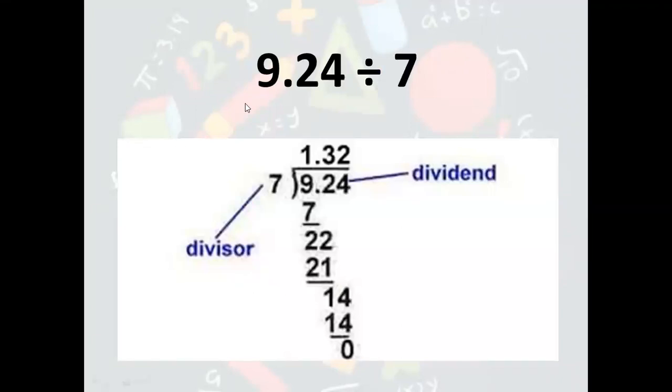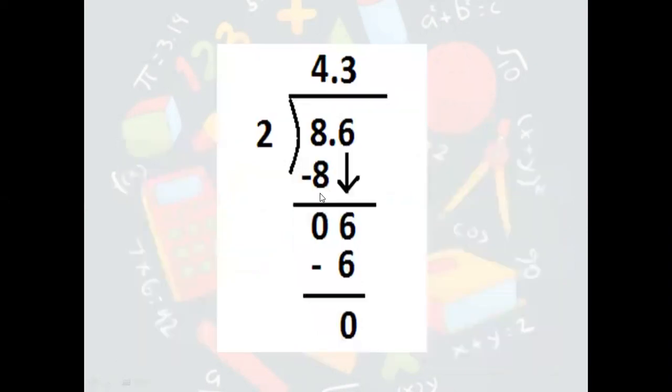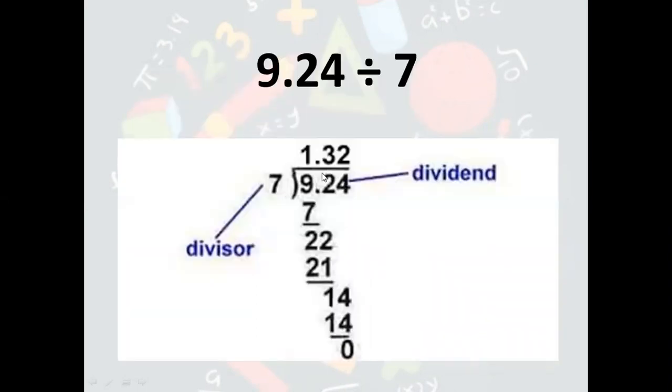As you can see, a division question will be given to you in this form. This is 9.24 divided by 7. 7 is called the divisor and 9.24 is called the dividend. The dividend goes inside, and the divisor is the number which we are going to divide it with. Now, forget that there is a decimal point and just divide how you normally would.